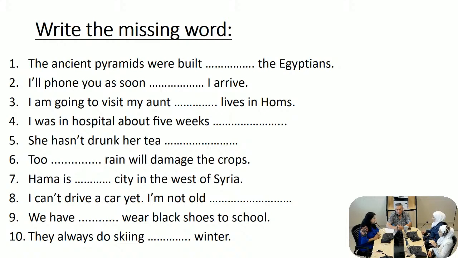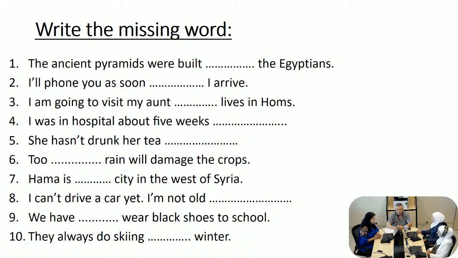I'm going to visit my aunt who lives in Homs. Again, who. I was in hospital about five weeks ago. This is simple past, so it's ago. She hasn't drunk her tea yet. Present perfect, yet. Rain is an uncountable noun, so it should be used with much rather than many. So too much rain will damage the crops.